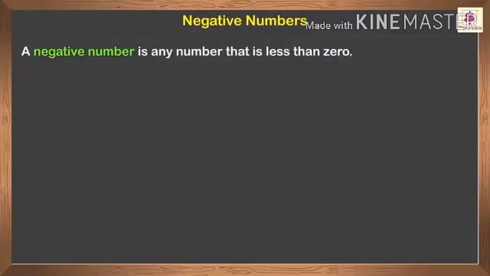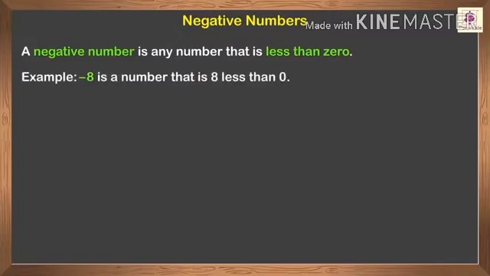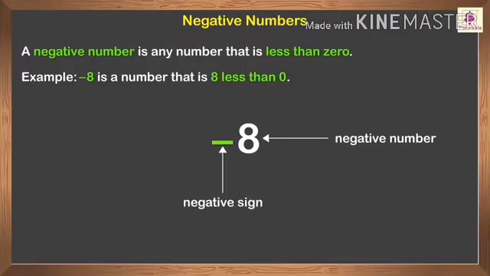A negative number is any number that is less than 0. For example, negative 8 is a number that is 8 less than 0. A negative number is represented with a negative sign.